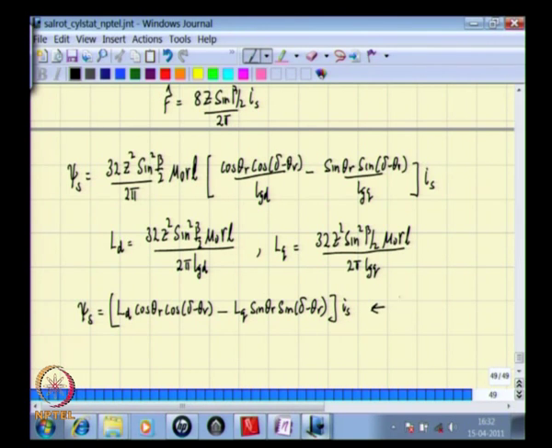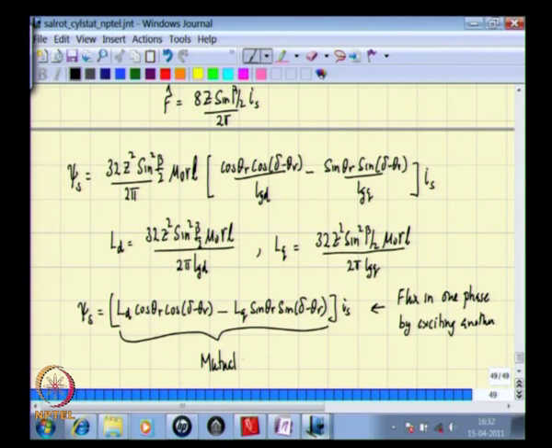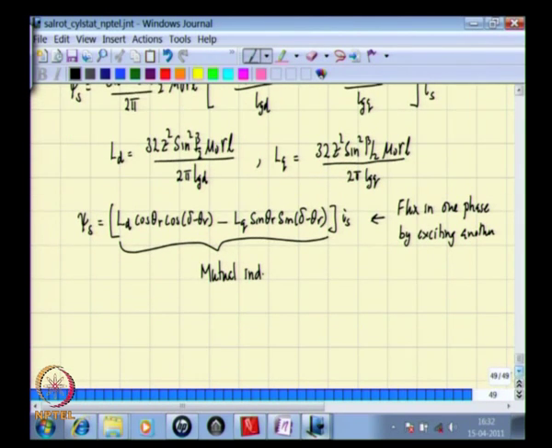Remember, this expression is flux linkage in one phase by exciting another, and therefore the expression in this is nothing but the mutual inductance between the two phases. And therefore we now have an expression for mutual inductance, which is the ratio of psi s by IS, which is LD cos theta r cos of delta minus theta r minus LQ into sin theta r sin of delta minus theta r, where remember delta is the separation in the axis of the two phases.